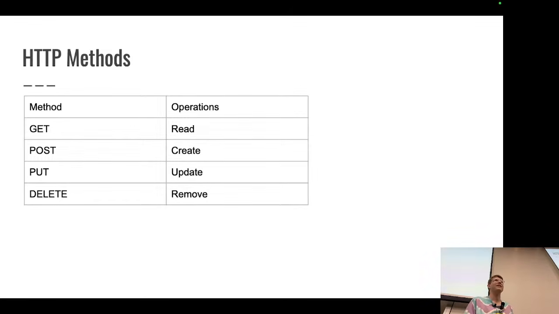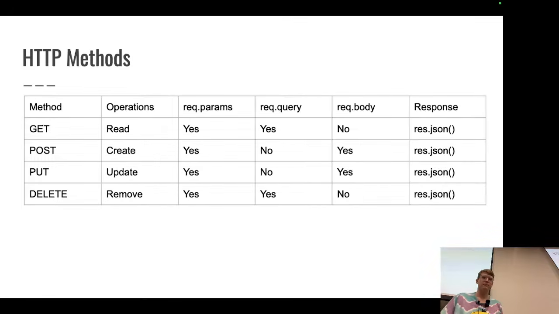But there are 4 main HTTP methods. There's get, which is where we want to read information. There's post when we want to create something new. There is put when we want to update something that already exists. And there's delete. You can figure out what delete's for. Those are the 4 main HTTP methods.